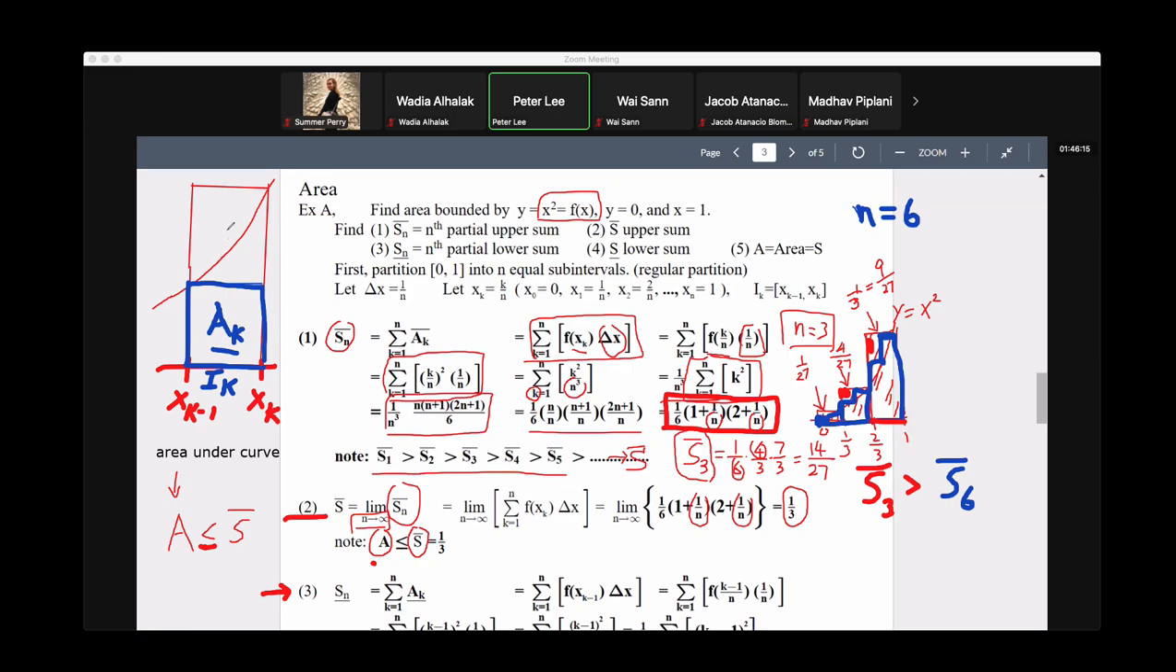The tall rectangle used to be called A sub k bar. A sub k bar is the area of this guy right here, all the way up to here. The tall rectangle all the way up to here, that was A sub k bar. But now we want the lower rectangle, the short rectangle, which is A sub k underscore.